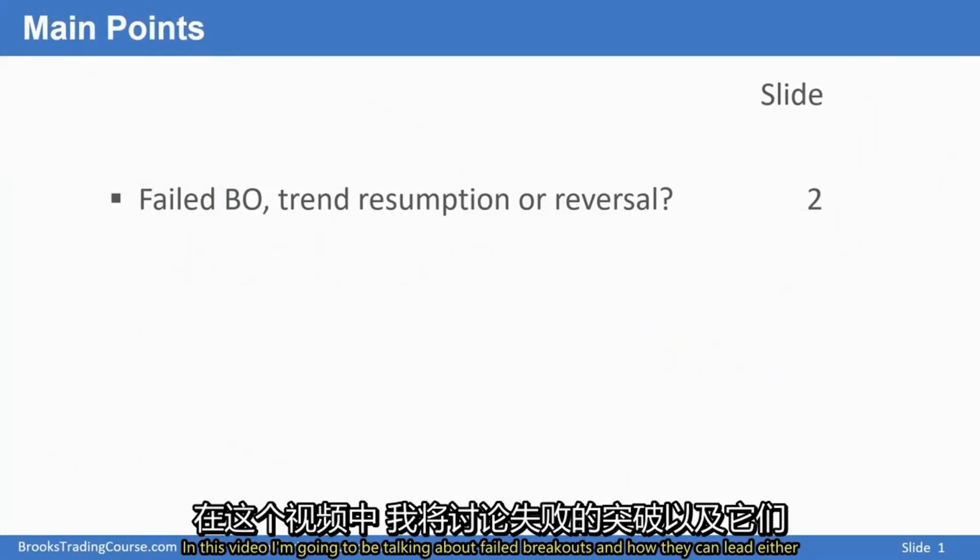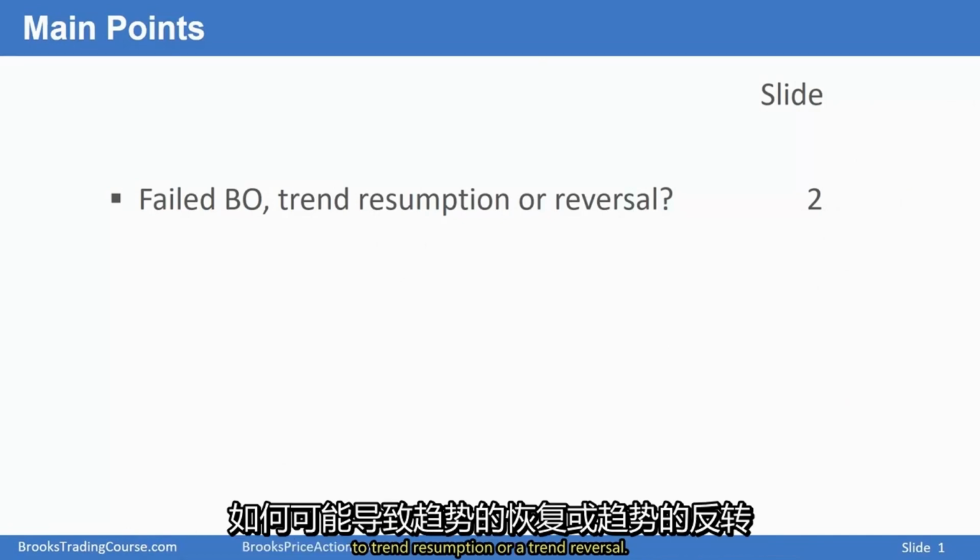In this video, I'm going to be talking about failed breakouts and how they can lead either to trend resumption or a trend reversal.